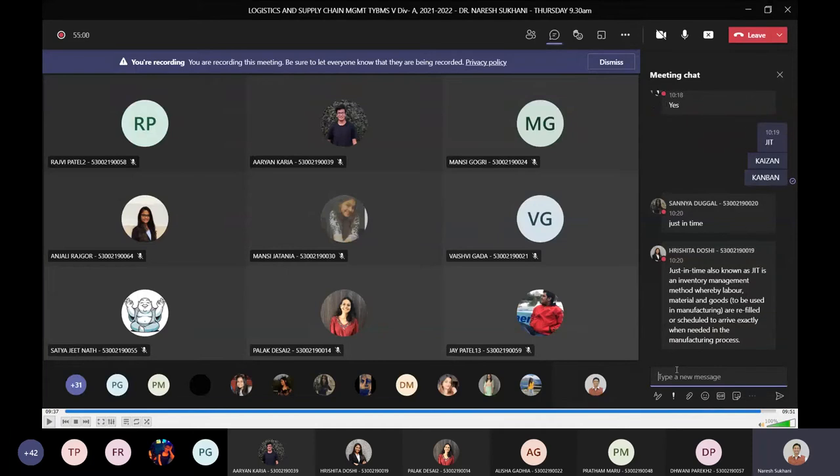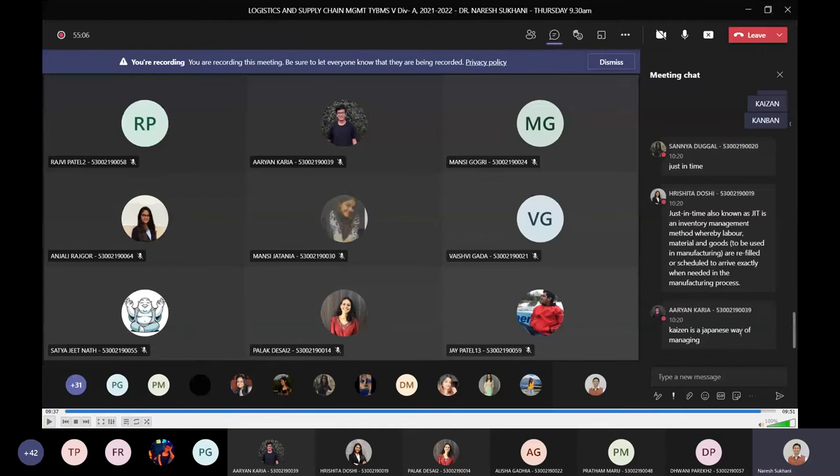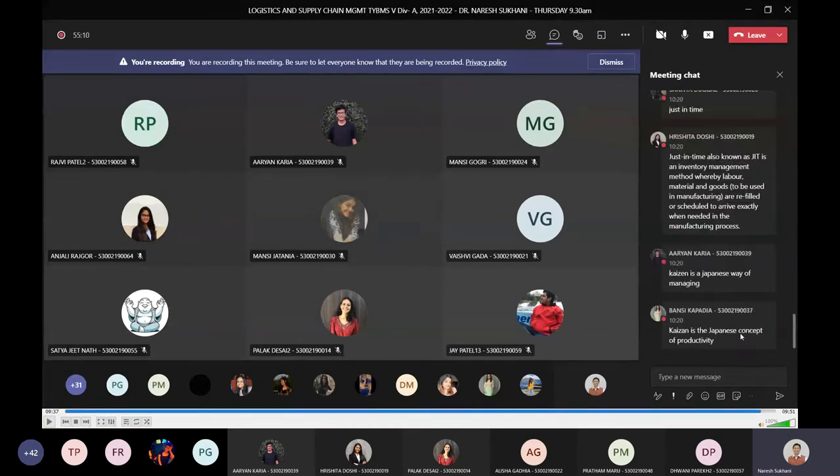Very nice, Rishita. Kaizen is a Japanese way of managing. Kaizen literally means continuous improvement. Yes, Bansi, very nice. Aryan, good. The literal meaning is Kai means change, Zen means way of life or good life. So change for good life. Who's going to tell me the meaning? Yes, change for better. Very nice. Good. We always look out for that. Aryan, Japanese way. Yes, that's the Japanese philosophy of the Toyota production system.